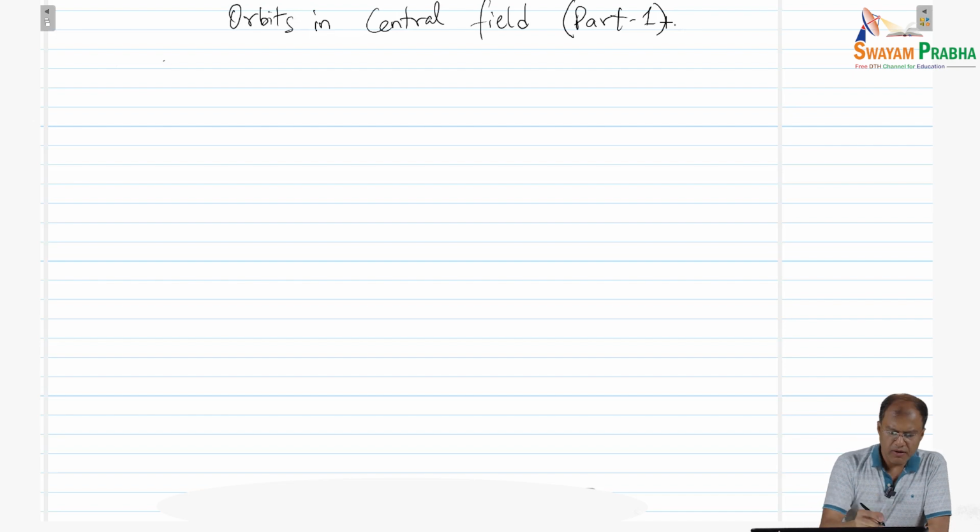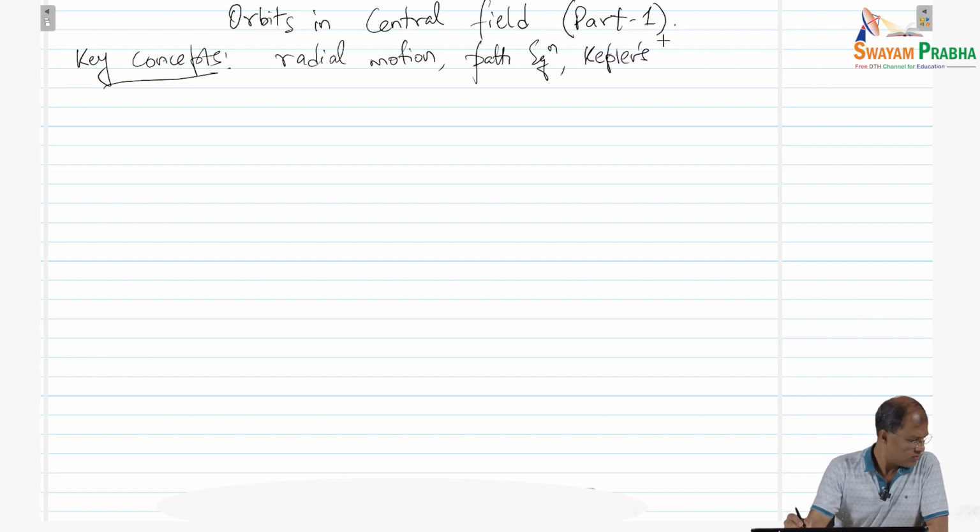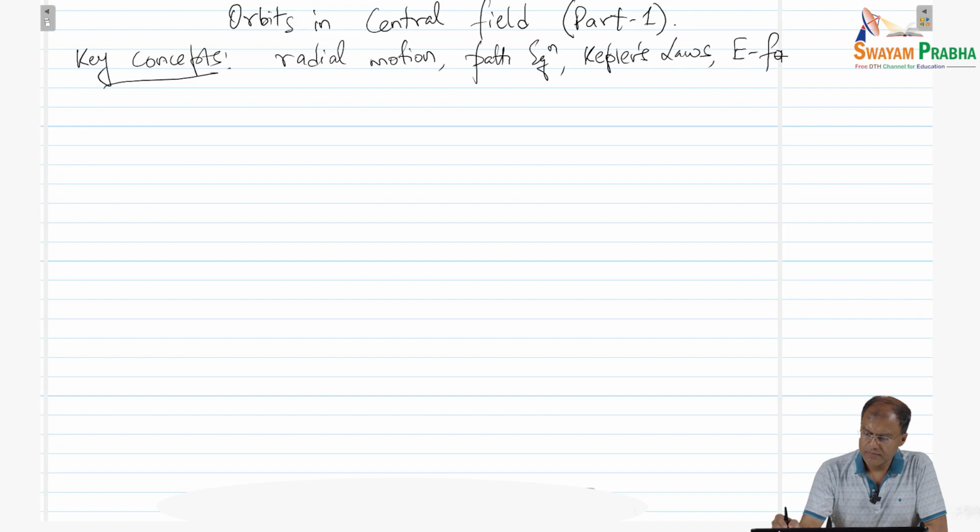The key concepts we'll cover in today's discussion are the ideas of radial motion, the path equation, Kepler's laws, the E formula, and finally the L formula.